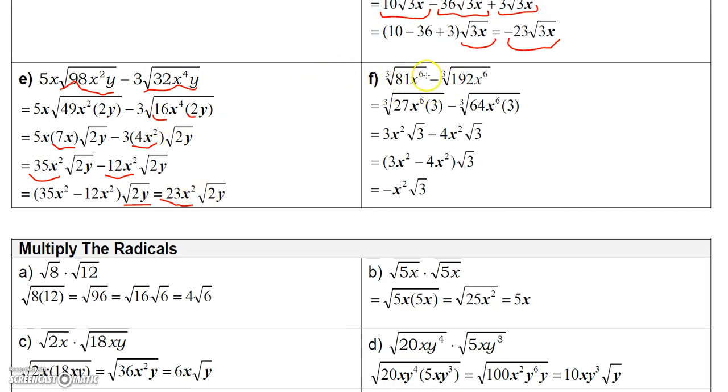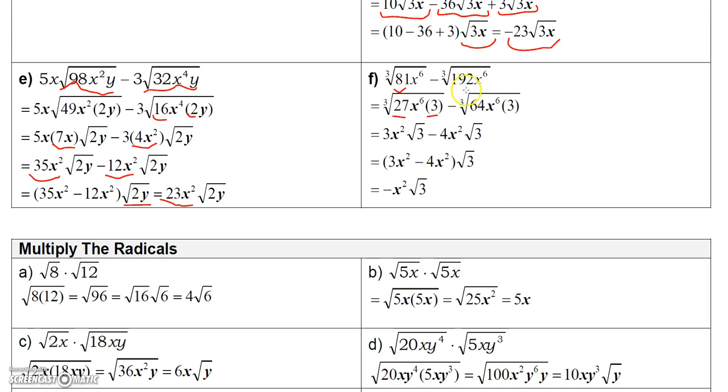Now over here I've got a cube root, so I've got the cube root of 81x to the 6th minus the cube root of 192x to the 6th. Now I know I can take the cube root of x to the 6th out because the cube root of x to the 6th is x squared, but let's see if we can think of a factor of 81 that's a perfect cube. So if I write 81 as 27 times 3, I know I can take the cube root of 27 out and get 3.